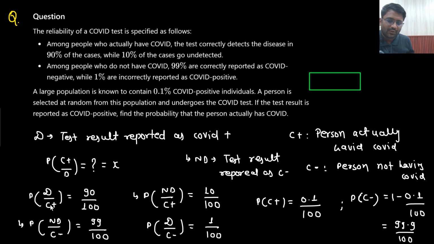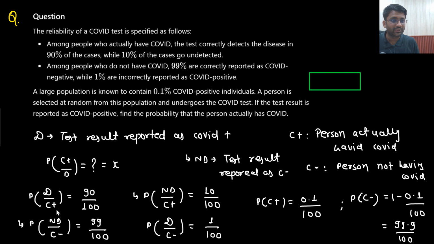Given that a person is COVID positive and the report is also saying that you are COVID positive, that is 90% chances. Given that a person is COVID negative, but still the report is saying that you are COVID positive, that is 1% of chances. The guy is not COVID positive. He came to the hospital, he is not having the disease, but still the report is saying that you are having the disease, that is 1% chance.